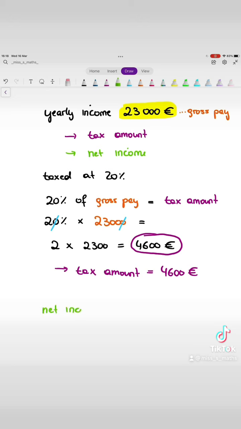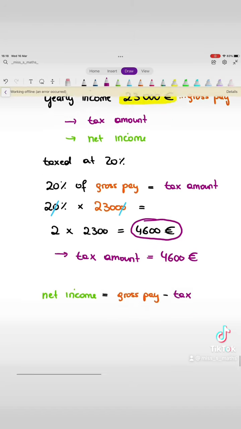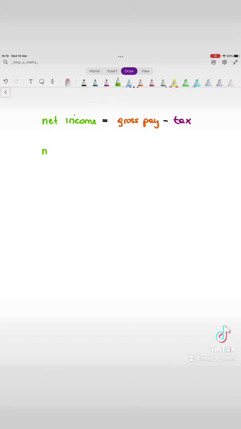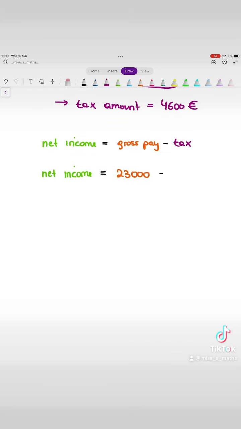We start with our net income that we're looking for, and we can calculate that as the gross pay minus the tax amount. The gross pay would have been €23,000 and the tax amount 4,600, and after subtracting that we will get our answer, which is €18,400.